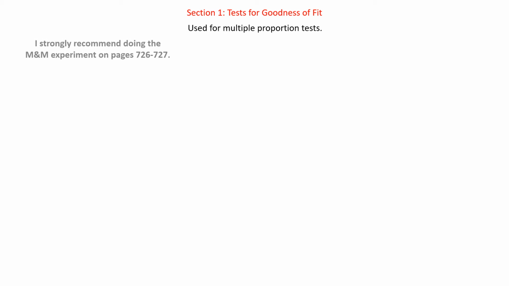What I would do first, before anything else, is I would pause me right now. I would go to the store, get yourself a bag of M&Ms, and do the M&M experiment that's on pages 726 or 727. I'm posting it along with this, but it is a really, really good experiment that takes you through this process step by step. I strongly, strongly recommend doing it. We would be doing it if we were in class.